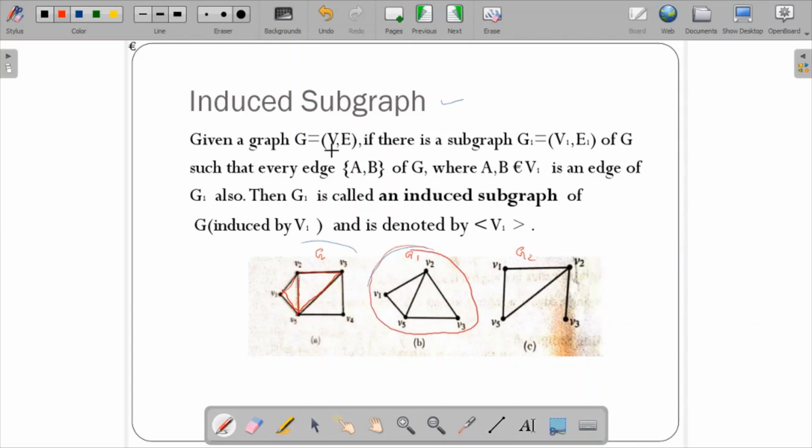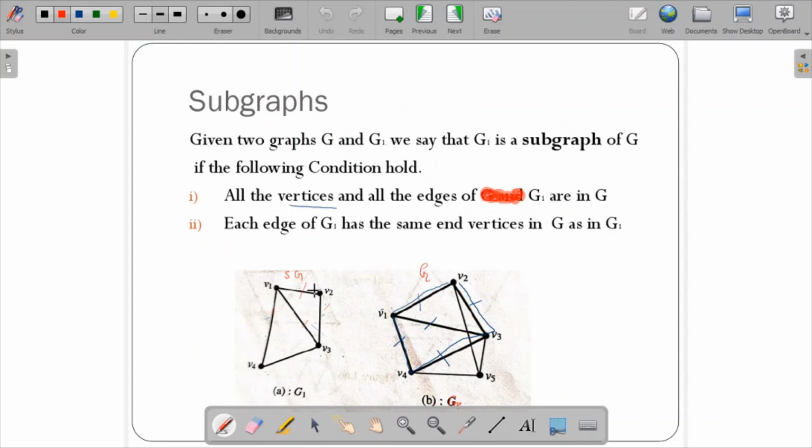Now what is the definition? Given a graph G, if there is a subgraph G1 of G such that every edge AB of G, that means all these edges should be there in this particular graph, where A and B belong to the vertex set V1 also, is an edge of G1 also, then G1 is called an induced subgraph. Okay, if you go back to this example, this is also an induced subgraph, you see. This particular section we told, right, that is also an induced subgraph.